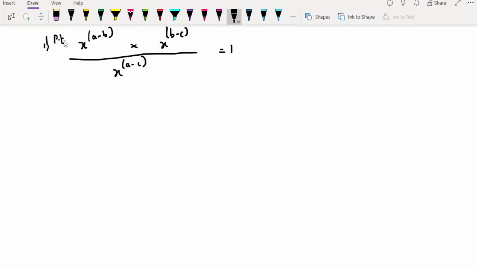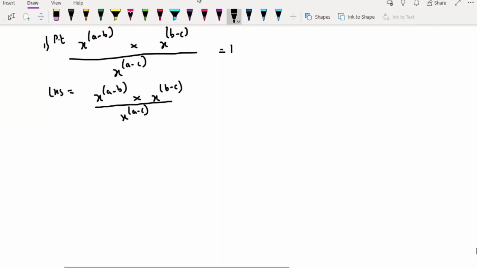They're asking us to prove that. In the proof, the left hand side should be equal to the right hand side. The right hand side value is given as 1. So by considering the left hand side value, we have to prove that the left hand side is also equal to 1. So the left hand side is equal to x to the power of a minus b into x to the power of b minus c, whole divided by x to the power of a minus c.